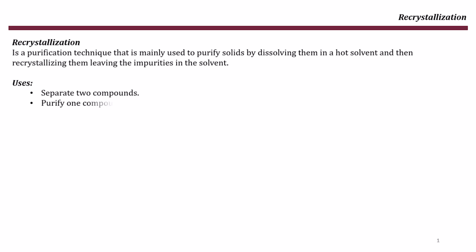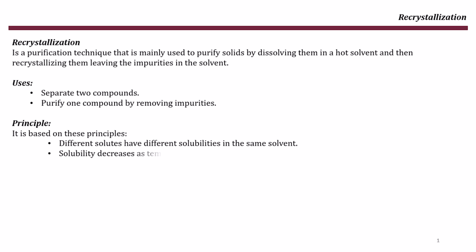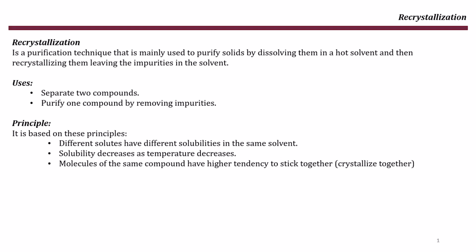Recrystallization is a purification technique that is mainly used to purify solid compounds. The process involves dissolving the solid in a hot solvent and then allowing it to recrystallize as the solution cools. During this process, the pure compound comes out of solution as crystals, while most of the impurities remain dissolved in the solvent. The main uses of recrystallization are two.